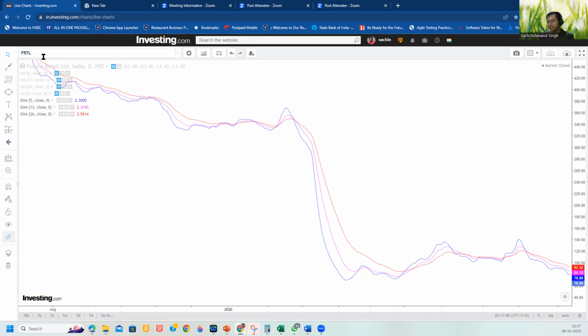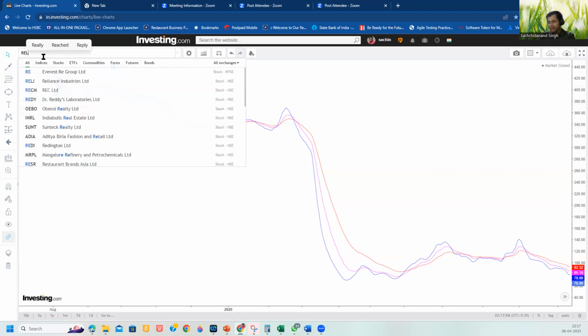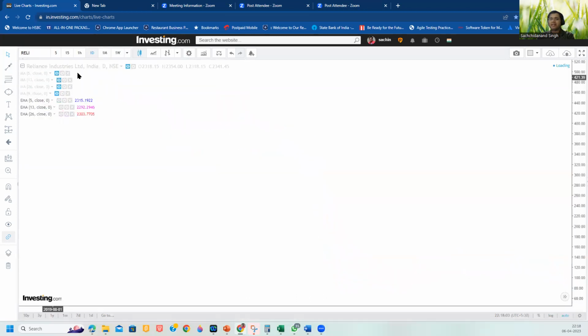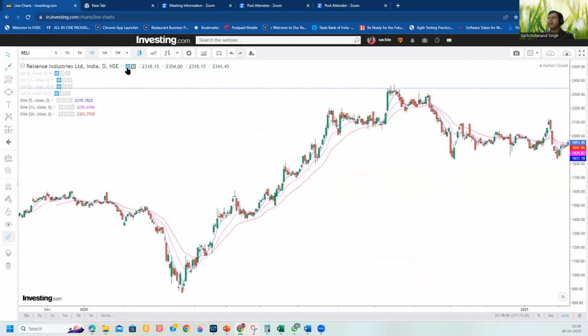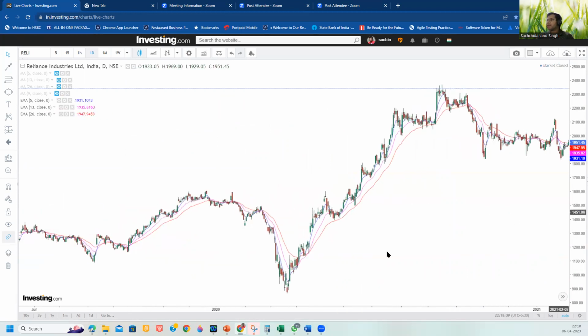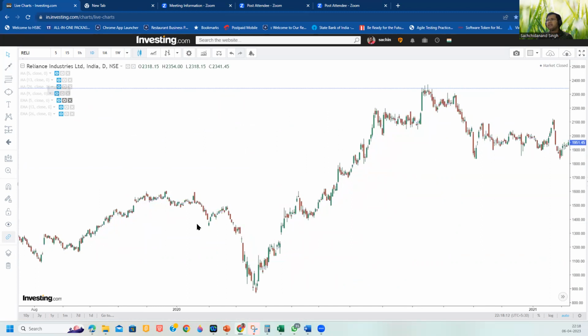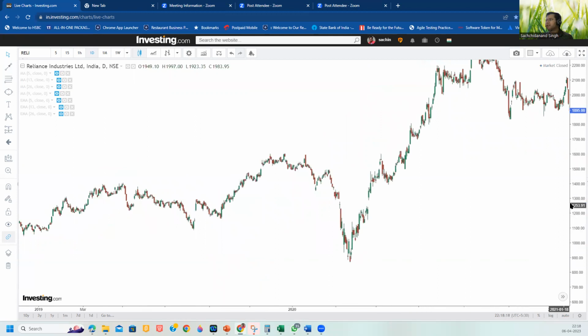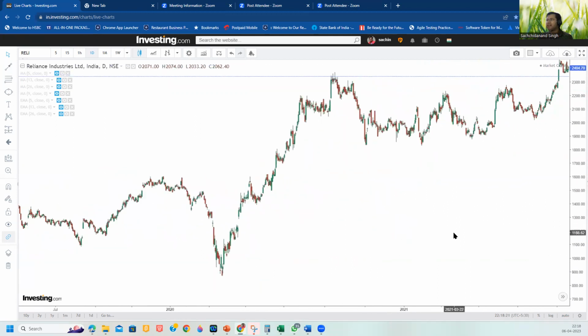Let me take one more example just to clarify your understanding. Can anybody suggest any other stock, maybe your favorite company? What about choosing Reliance? Let's take Reliance Industries, the well-known stock. Okay, so this was, I can say, the time of the COVID fall, right? Where all the stocks fell very heavily.